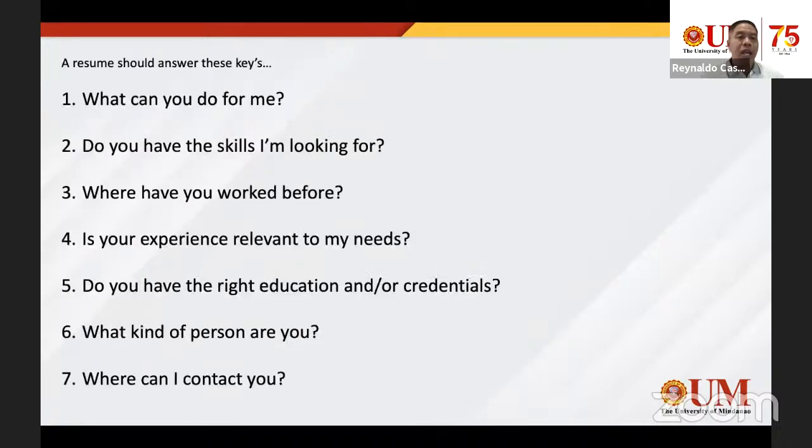Okay, so this is how you're going to write your resume, okay? All right. So remember this, that your resume should answer this key question. Number one, what can you do for me? No. So it talks about your skills, no, your ability, whether you have the right attitude, the right preparation, no, and the appropriate skills for you to perform the job. No. Where have you worked before?